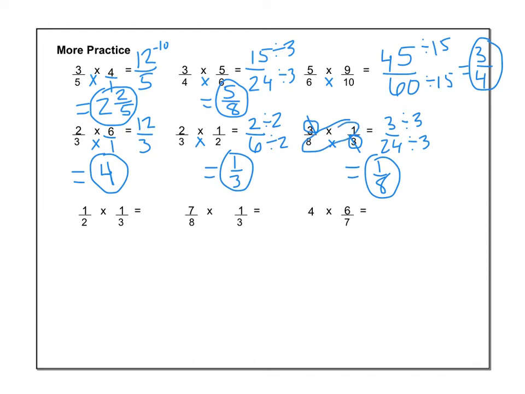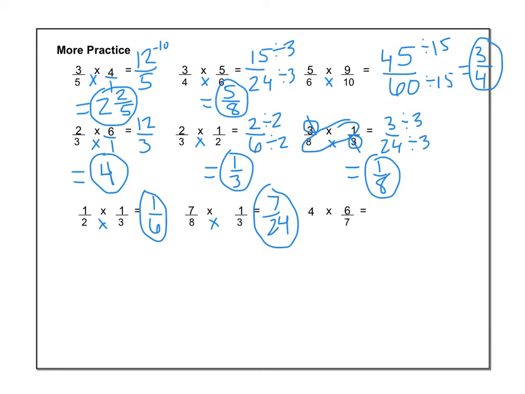We have 1/2 times 1/3, and 1 times 1 is 1, 2 times 3 is 6, so 1/6 is our final answer. If we look at 7/8 times 1/3, we have 7 times 1 is 7, and 8 times 3 is 24. Now 7 is prime, and it can't go into 24, so 7 over 24 would be our final answer.